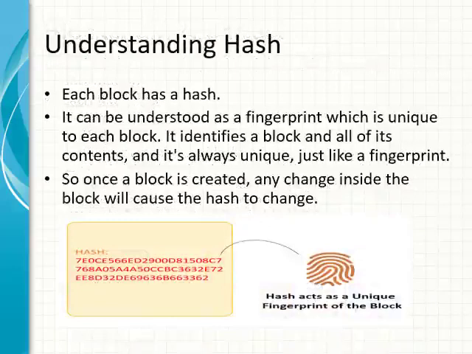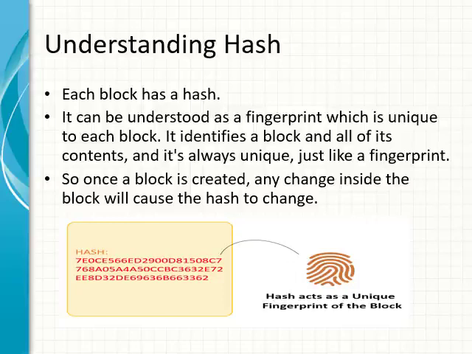So we will try to understand the hash. In the previous session also we have understood the hash. Each block has a hash. This hash is determined from the data. The hash is like a fingerprint which is unique to each block. It identifies a block and all of its contents. It is always unique.